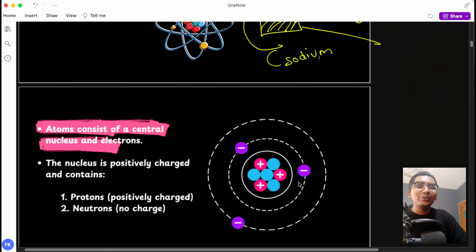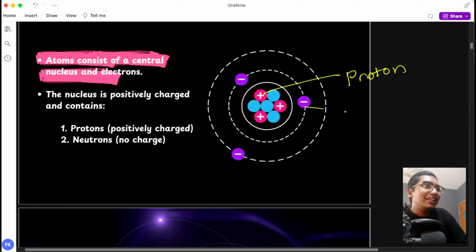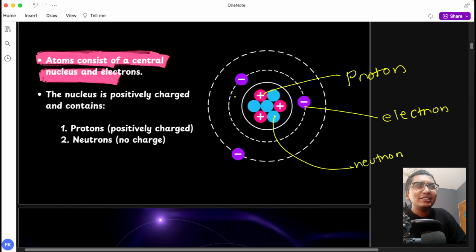Now let's go through what is the actual structure of an atom. So an atom consists of a central nucleus and electrons. If you look at the nucleus, it consists of protons and neutrons, and there is one other subatomic particle. Do you guys know what it is? It is the electron. As you can see, proton is positively charged and electron is negatively charged.